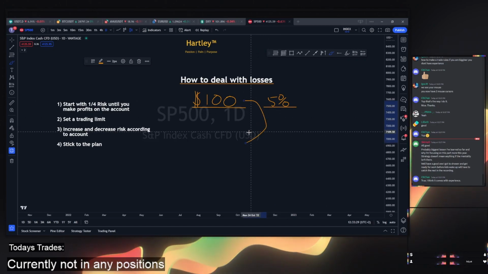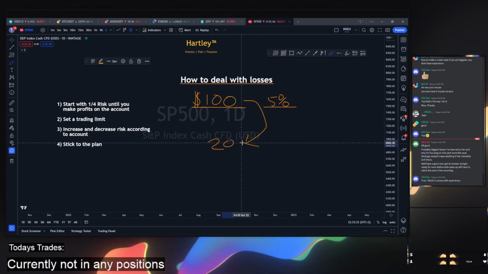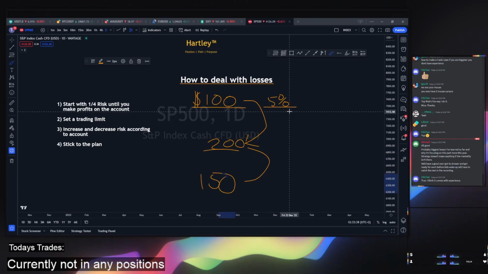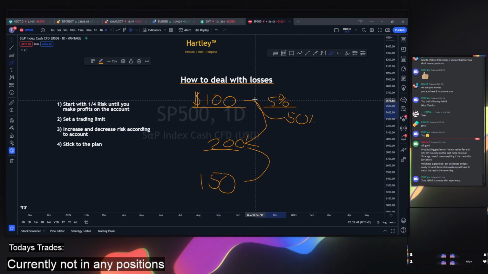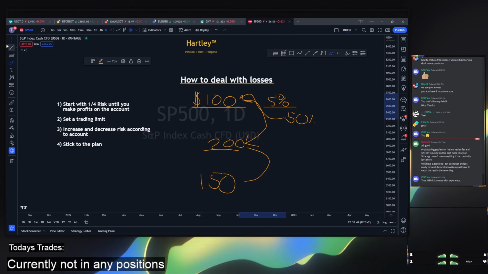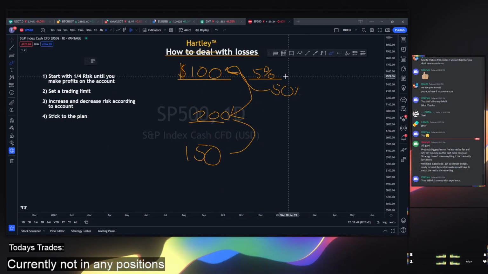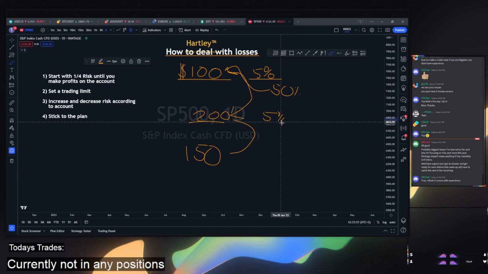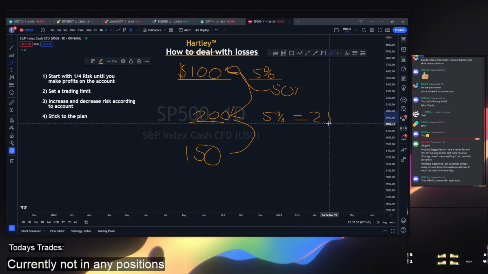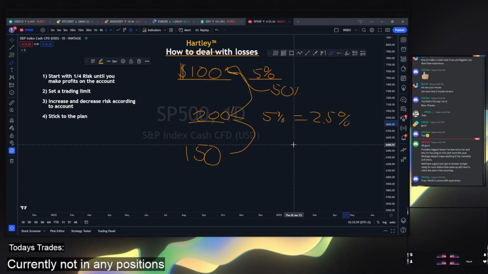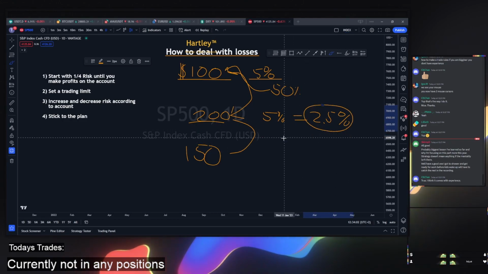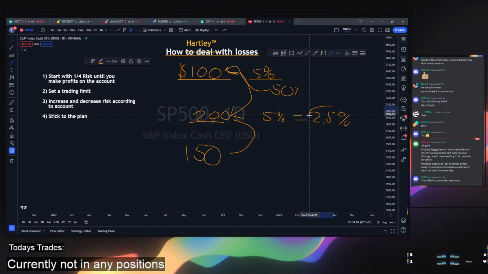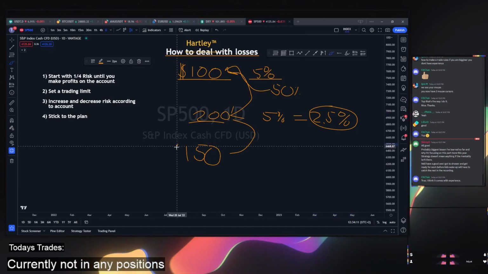You get 100% on the account. Now all of a sudden you have $200. If that account drops to 150, which is 50% of the original balance, then you de-risk. And how do you de-risk? You risk half. Instead of risking 5% of $200, you're now risking 2.5% of $200. Yes, you're going to make money slower, but you're also going to protect your account from losing more money. Now you're on 2.5% and you are on 150.